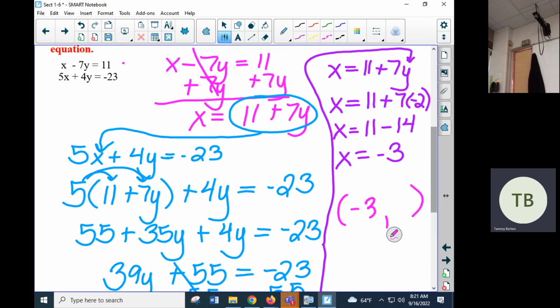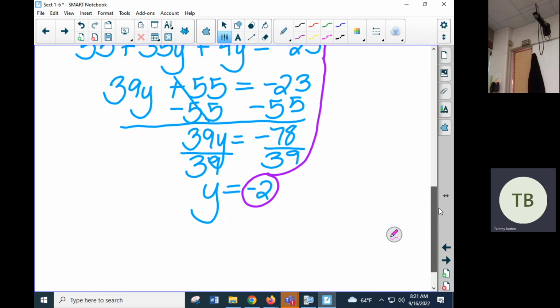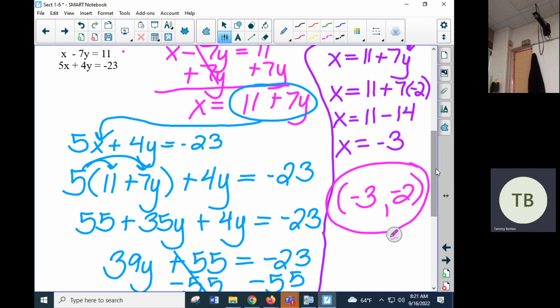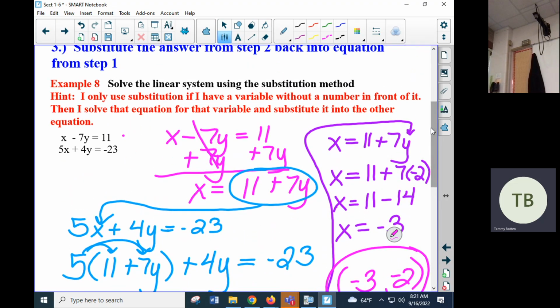So x is negative 3, y is negative 2. And this is your answer. Now, if you were on the test, you could check this. If it's negative 3, negative 2, you could put those back in here and see if it works.